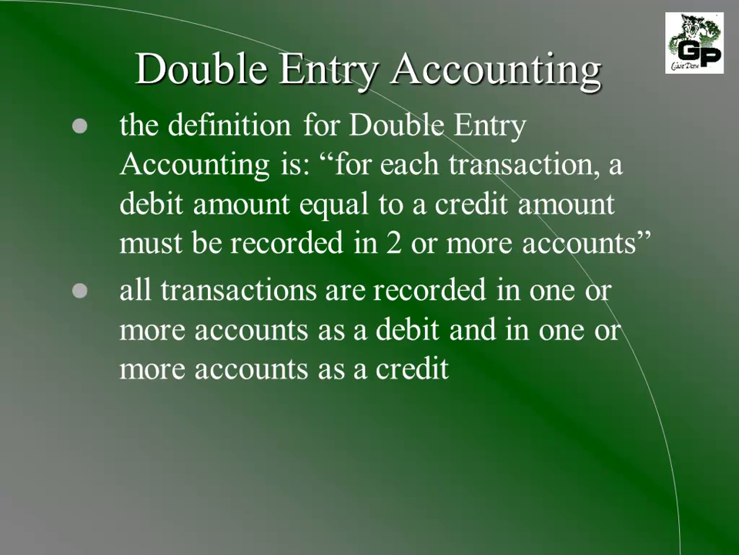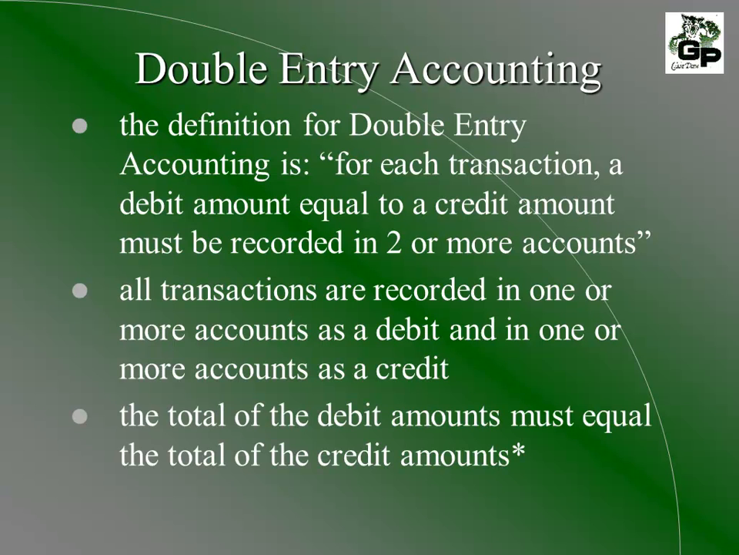All transactions are recorded in 1 or more accounts as a debit and in 1 or more accounts as a credit. That's why we call it double entry accounting. The total of the debit amounts must equal the total of the credit amounts.